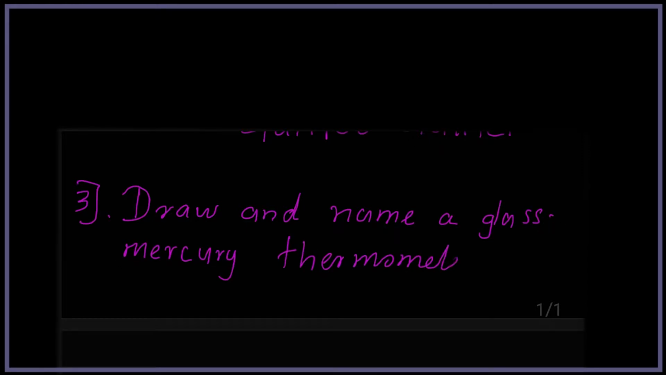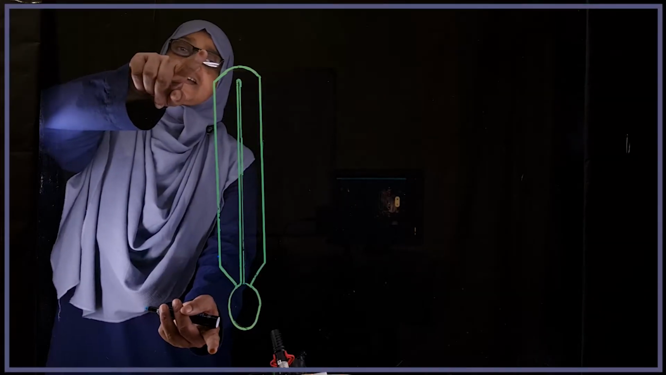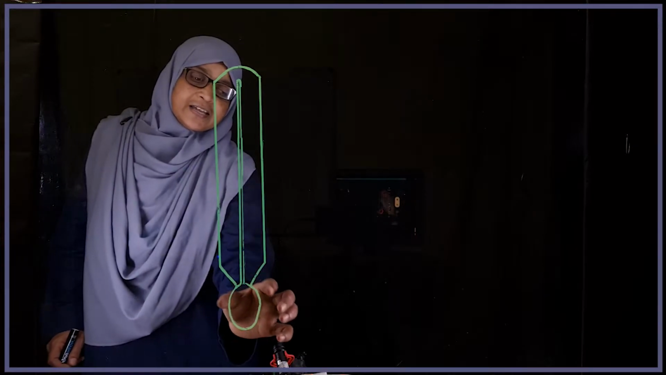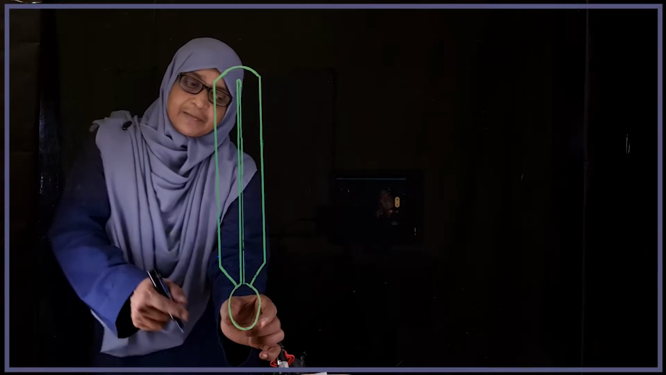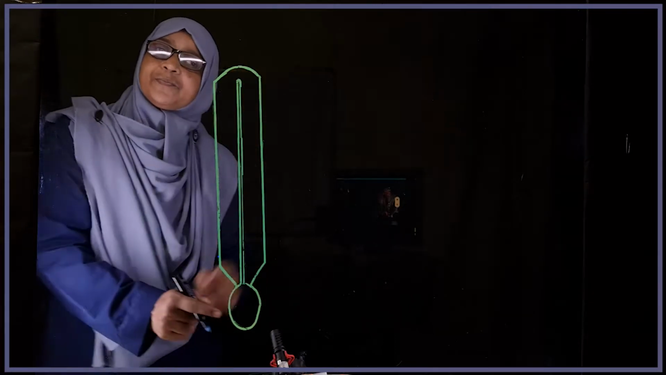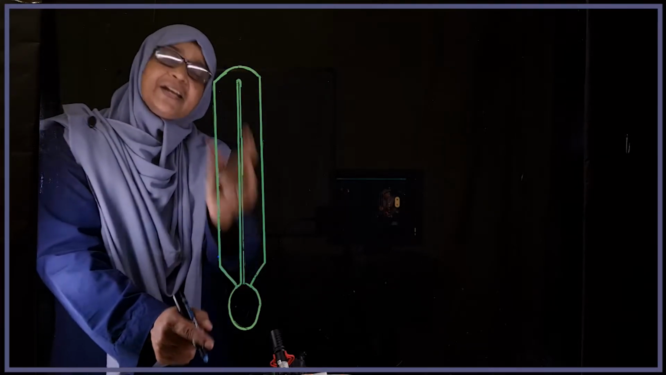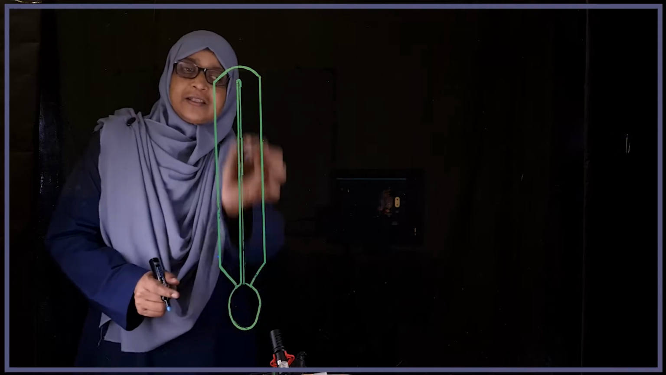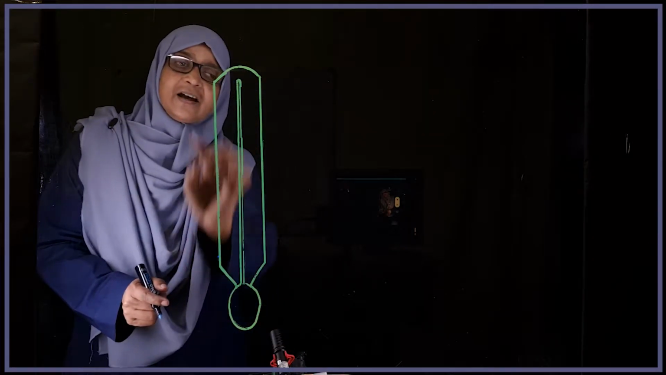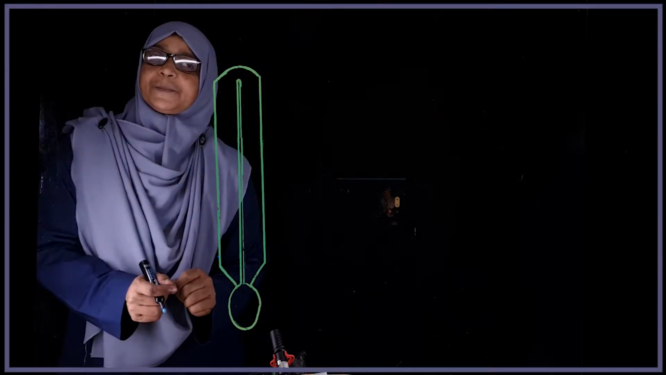Draw and name a glass mercury thermometer. This is the glass mercury thermometer. Here there is a bulb. This bulb is connected with a narrow tube, a capillary tube. This bulb with this capillary tube is covered with a glass body.